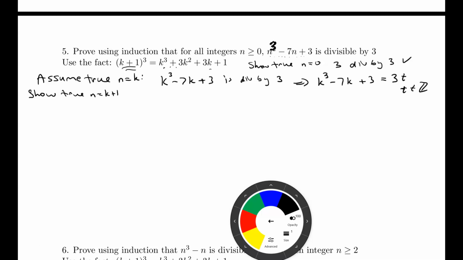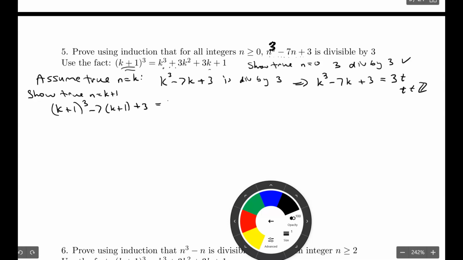On the left-hand side, I'll get k plus 1 cubed minus 7 times k plus 1 plus 3. And I want to say that that's equal to 3t, right? So I want to, in some way, find out that this is going to be 3 times a number. I told you what this is, so you get to plug it in. So k cubed plus 3k squared plus 3k plus 1. Okay, so let's multiply the rest of this out. So negative 7k minus 7 plus 3.